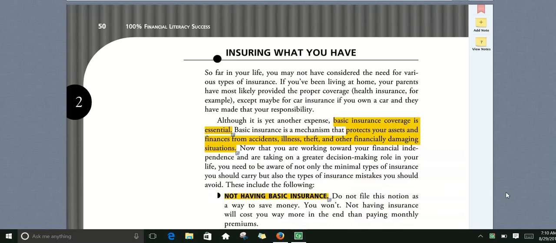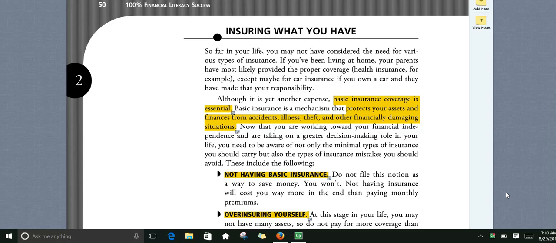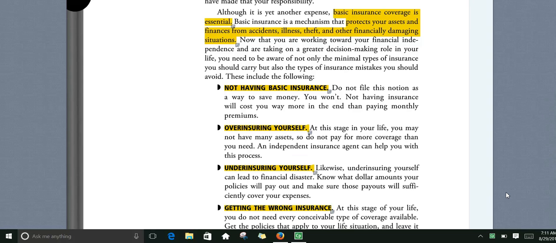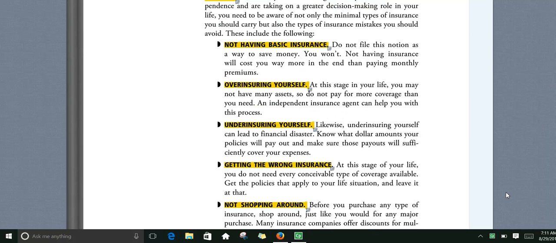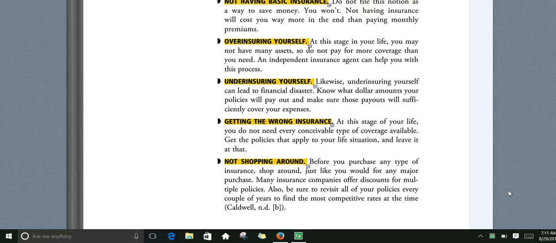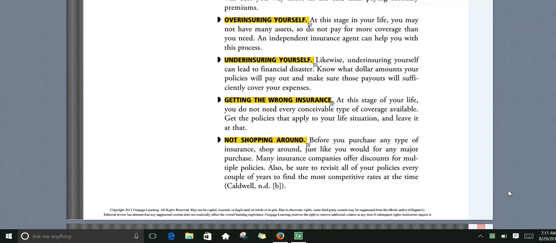The final part of this chapter is insuring what you have. Basic insurance coverage, as most of you already know, is essential. In fact, it's a law to have your car insured. It protects your assets and finances from accidents, illness, theft, and other financially damaging situations. You can overinsure, so be sure that you check to make sure that you're not overinsuring or underinsuring, both ways. Or getting the wrong type of insurance.